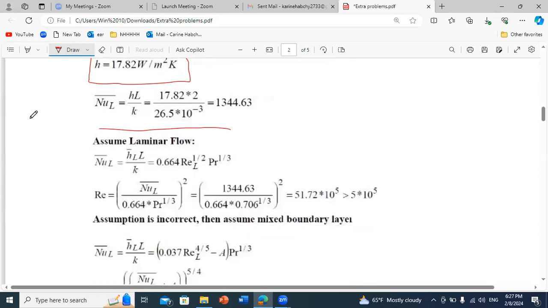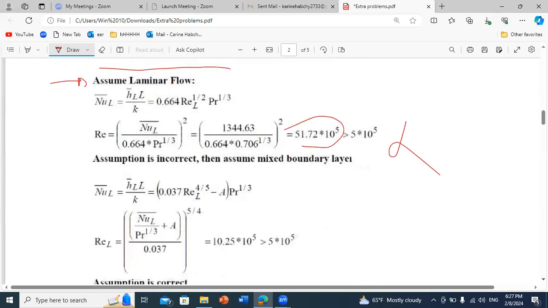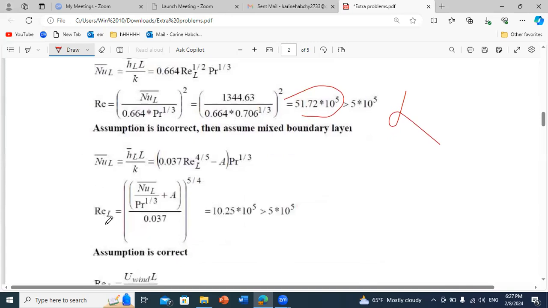So if you do the first assumption of considering laminar flow, you get a Reynolds number larger than 5 times 10 to the power 5. So you say my assumption is wrong. And now you repeat, you take the other formula and you get the Reynolds number. You get, as expected now, a Reynolds number larger than 5 times 10 to the power 5. So now you know what the Reynolds number is.